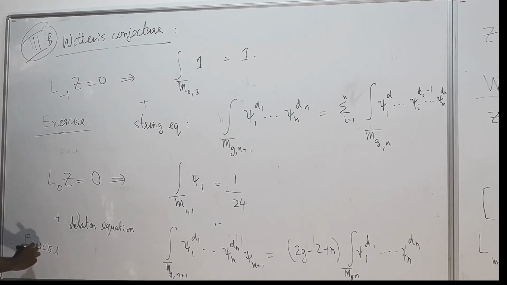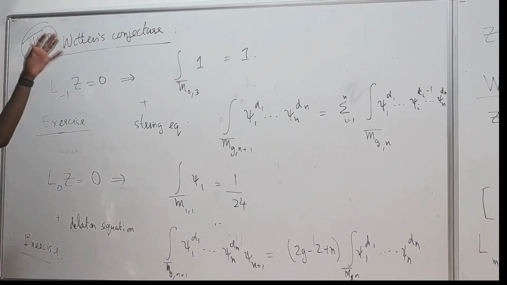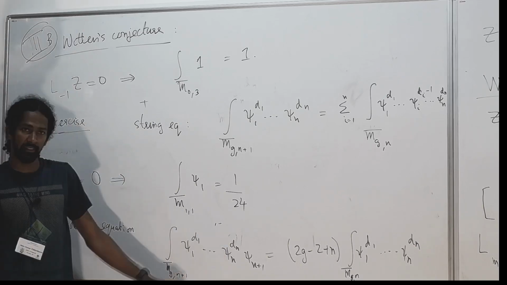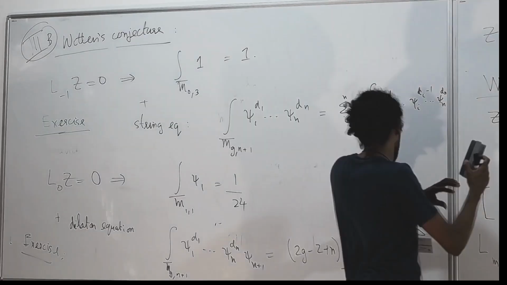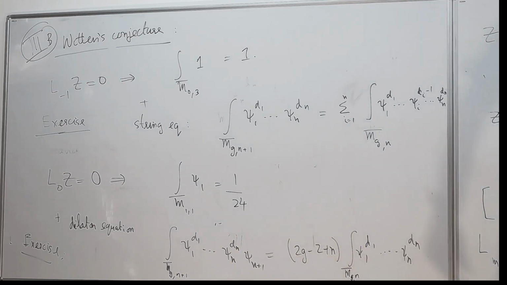And in general, if I have L_i times Z, not minus 1 or 0 but something higher, find a recursive formula for the psi class integrals. Okay, and then I think the last thing that I want to say is the connection to topological recursion.